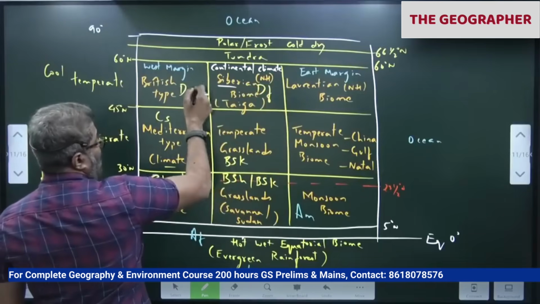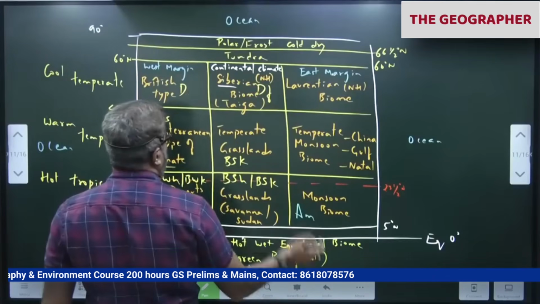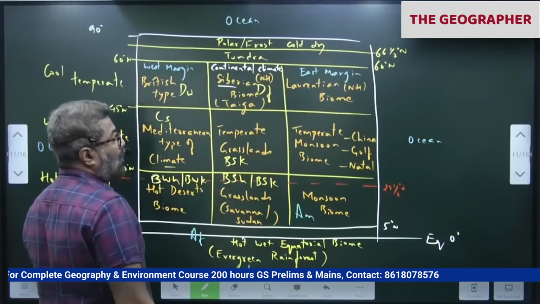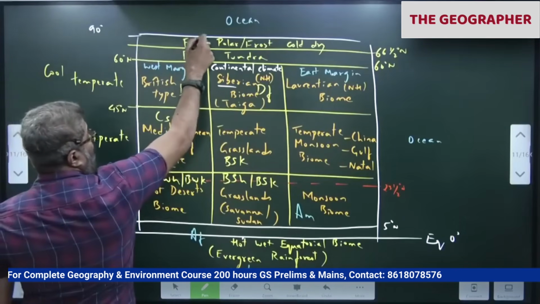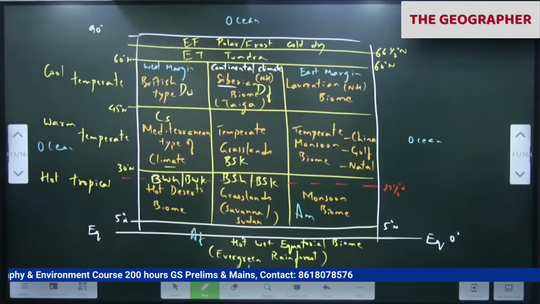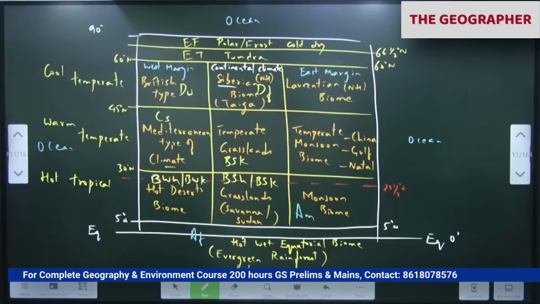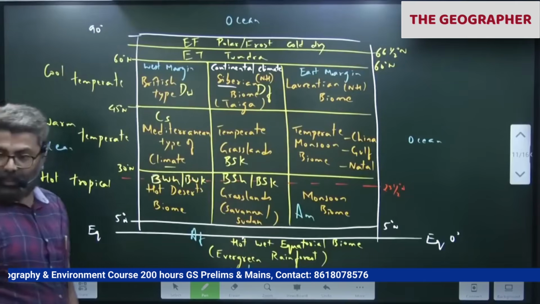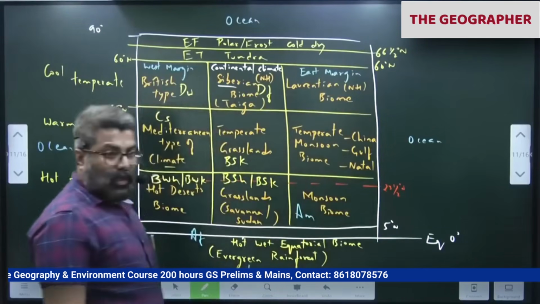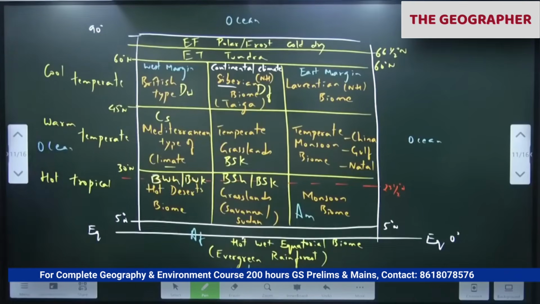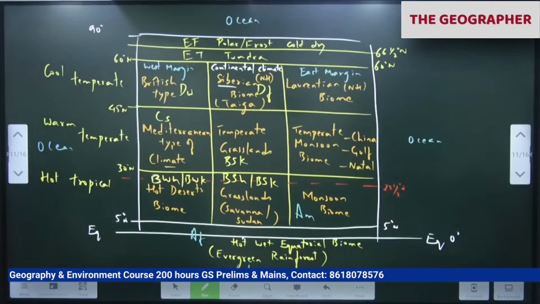This is DS and DW. Sorry, we can write DW here. This is ET. This is EF. Tundra, ice caps. ET and EF. Okay. Like this, we can mention all the types of biomes one by one. Don't worry about this. Tomorrow we'll cover. Tomorrow I'll repeat.